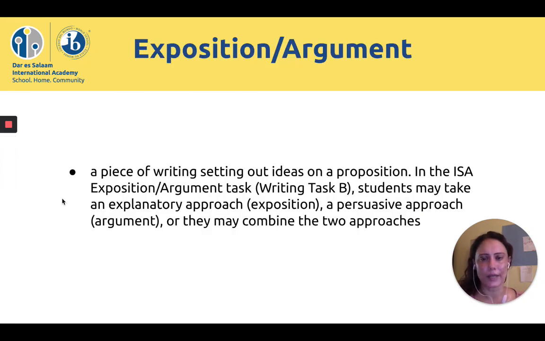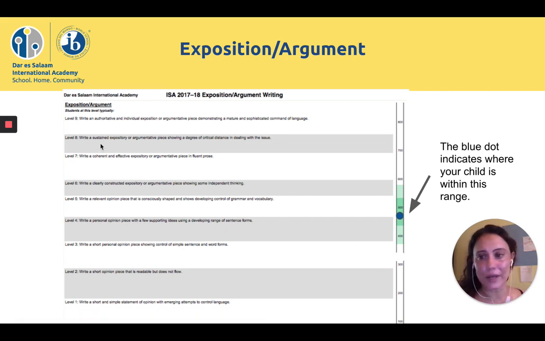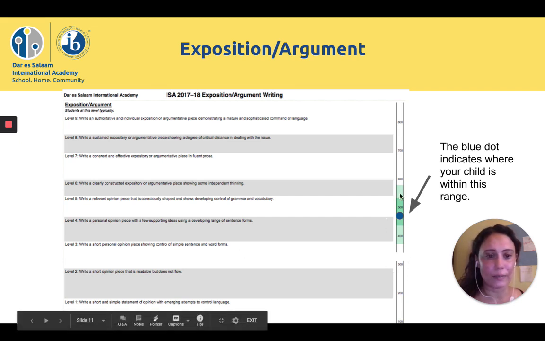Within the writing section, the exposition and argument, a piece of writing is presented, and the students take a perspective and they try and explain that. And then they try and use a persuasive argument to explain how they feel about a particular topic. So this section on your report will look like this. The argumentative areas are in several different levels, and again, you will see your child being compared on the level that is appropriate for their grade level.